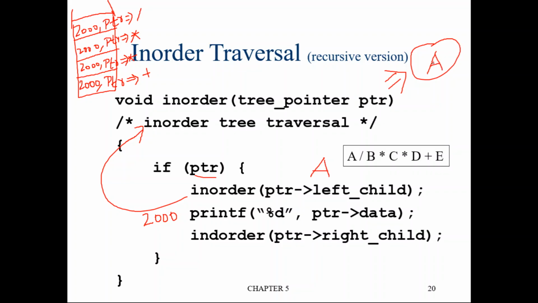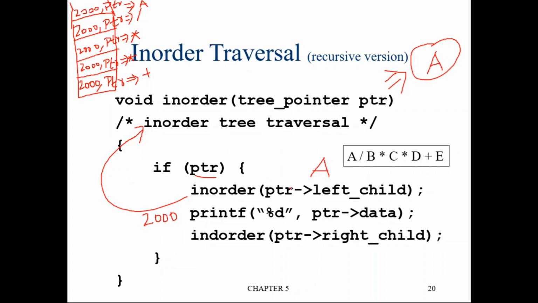Again you come here and check whether PTR is not equal to null. Yes, it is not equal to null, it's pointing to a. Again you call PTR arrow left child. Before that, again push. What will be pushed? 2000, and currently PTR is pointing to the node a.